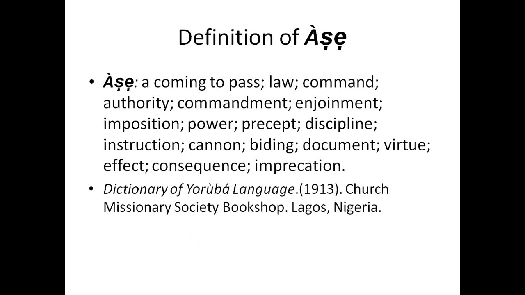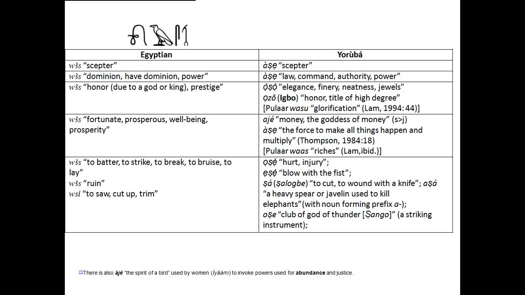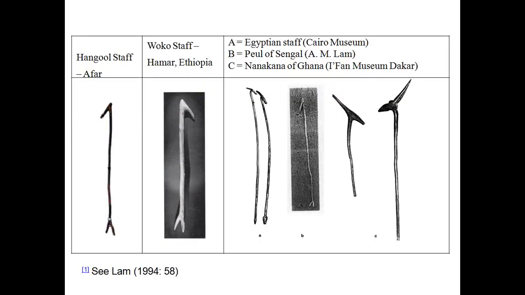And so I should have dealt with Ashe earlier again. Ashe is a coming to pass, the law of command. These are words, and so this is the power of sound to make things happen. And that's Ashe in the ancient Egyptian language.